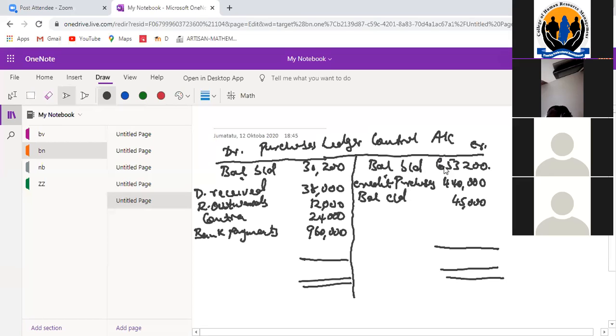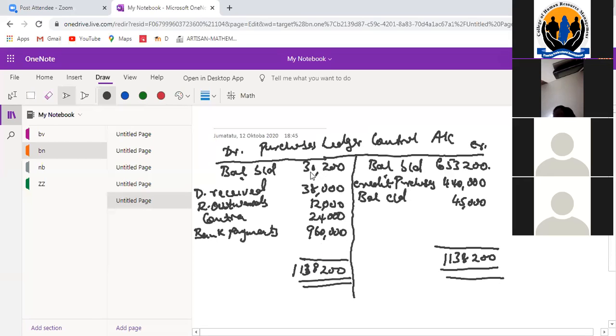This is 653,200 plus 440,000 plus 45,000. What is the total? 1,138,200. Thank you. So the two sides are supposed to have the same figure, 1,138,200. So what is now the difference?